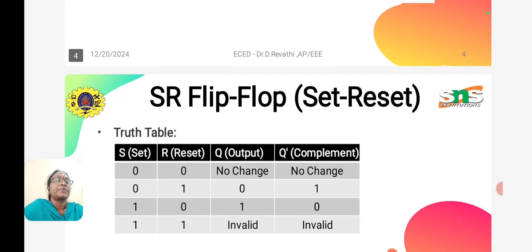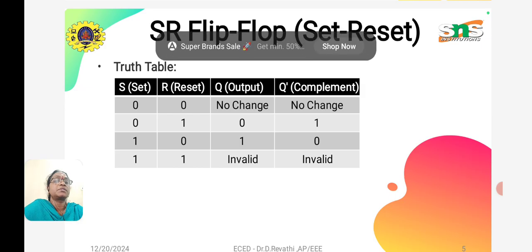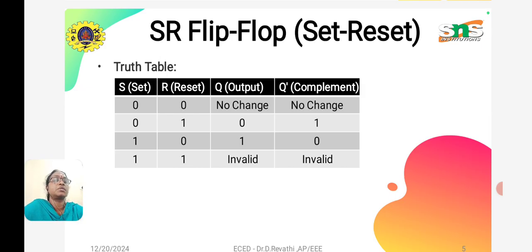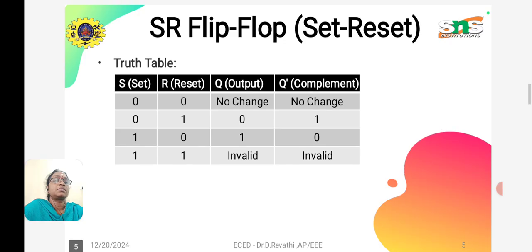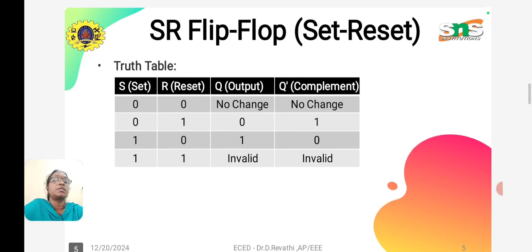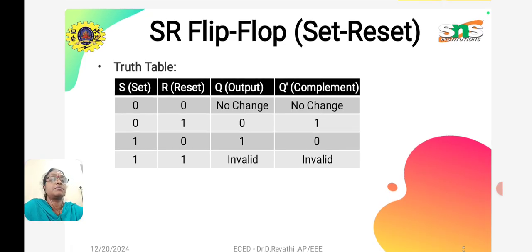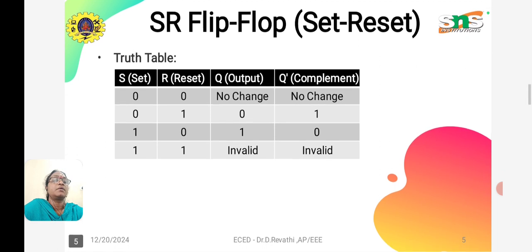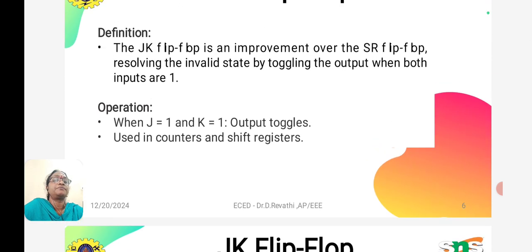So, what we have discussed is clearly shown in the truth table. For 0, 0, there is no change. And as I mentioned on the previous slide, it has two outputs, Q and Q bar. These are inverted outputs, that we can say are complements. So if Q is 0, then Q bar is 1. When both inputs are 1, the outputs Q and Q bar can be invalid.